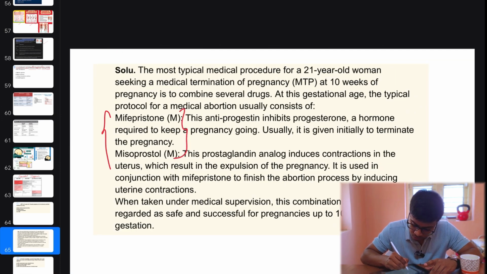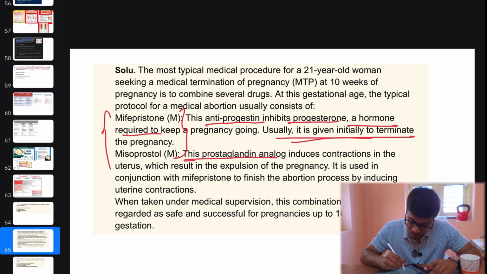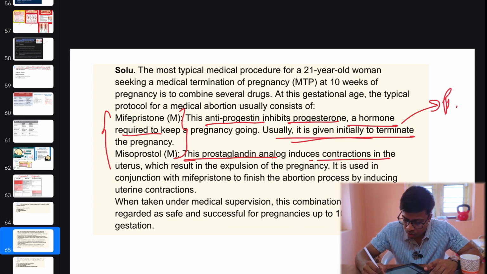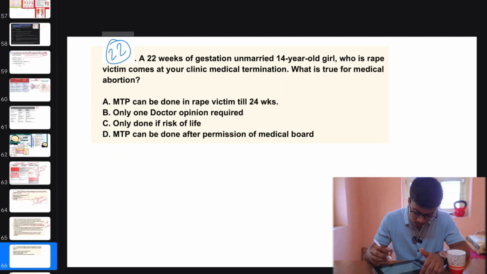This is the explanation. Mifepristone and Misoprostol should be combined in this case. Mifepristone terminates pregnancy. It's an anti-progesterone, it inhibits progesterone, and that loss of progesterone effect removes a hormone required to keep the pregnancy going. Misoprostol is a prostaglandin analog that induces contractions. So the anti-progesterone effect is from Mifepristone and the contraction effect from Misoprostol. This combination is regarded as safe and successful for pregnancy up to 10 weeks of gestation.